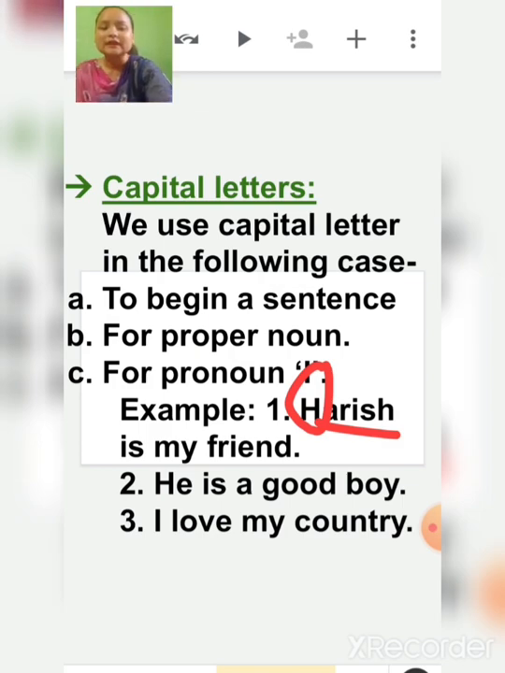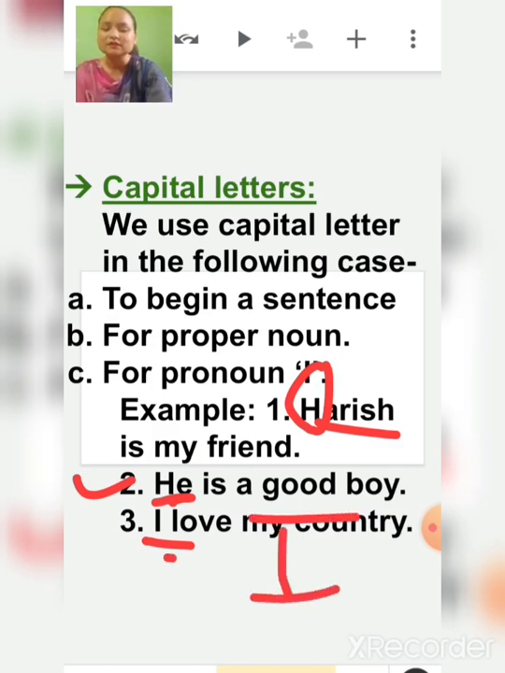Okay, then, he is a good boy. Here the sentence is beginning, so I have to write it in capital letter. He is a good boy. I love my country. If this I comes in between the sentence also, then also it will be in capital only. Okay.